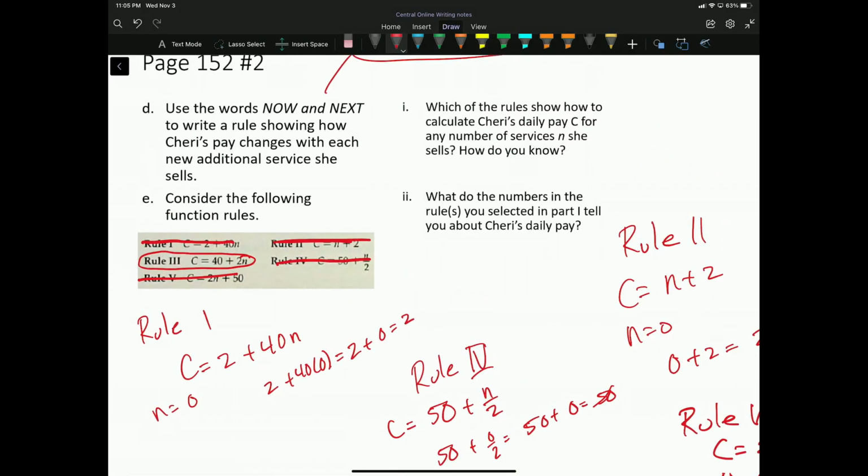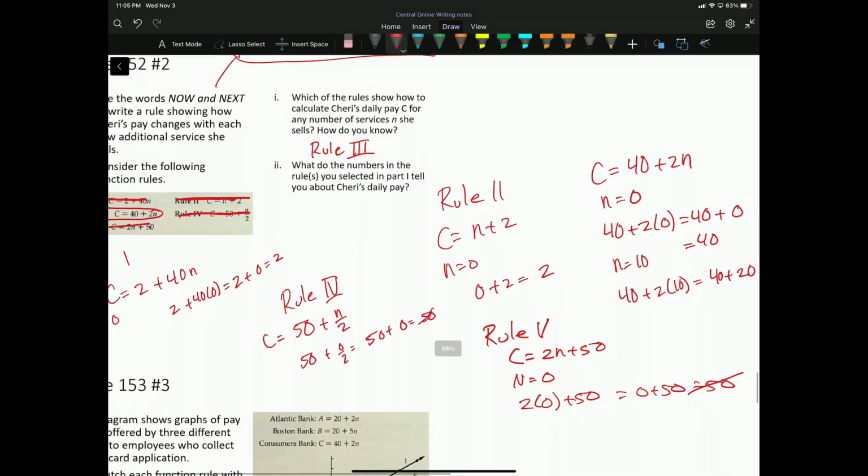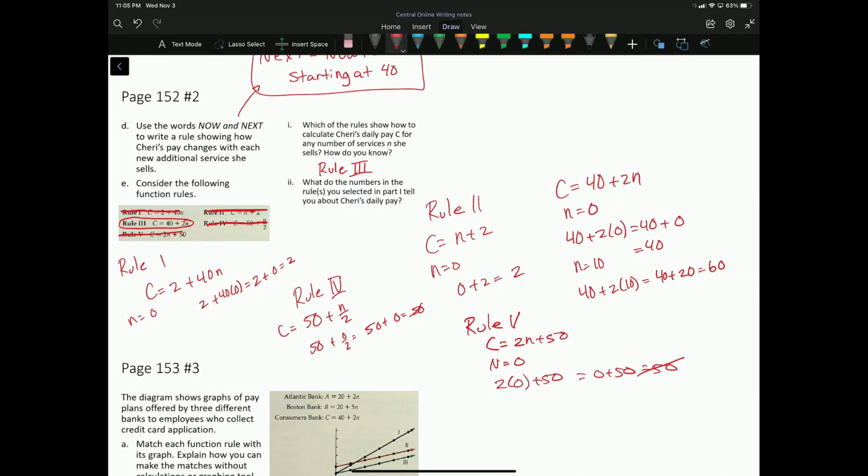So which of the rules show how to calculate Sherry's rule? So this is going to be rule 3. And if you want to show how you know, like this is how you check it, right? We already showed our work. I'm going to zoom out a little bit. This is how I would show my work, right? I would show my work by, here's rule 3. I would plug it in. Basically, that's what we're doing. We're plugging it in.